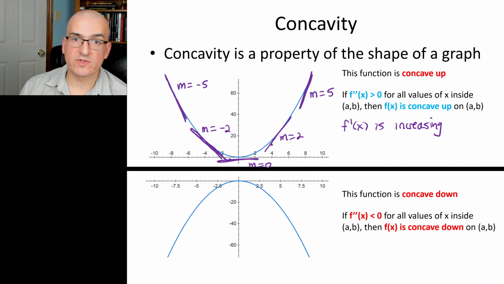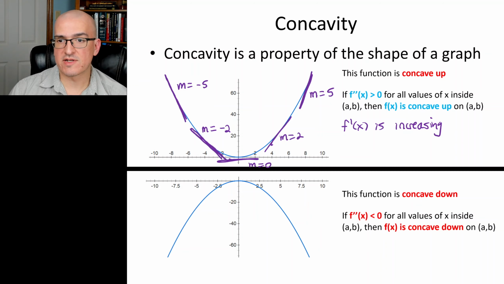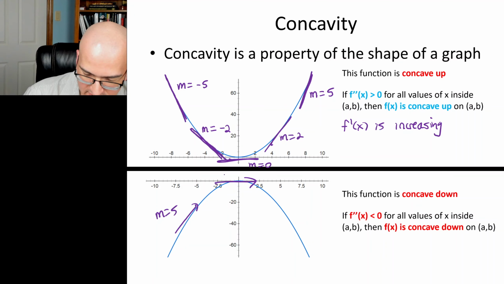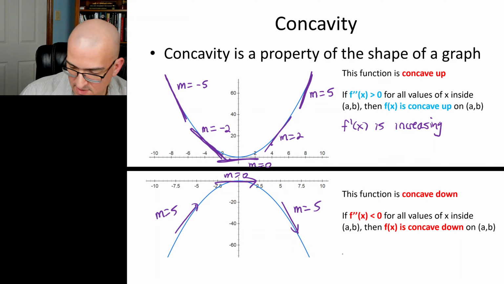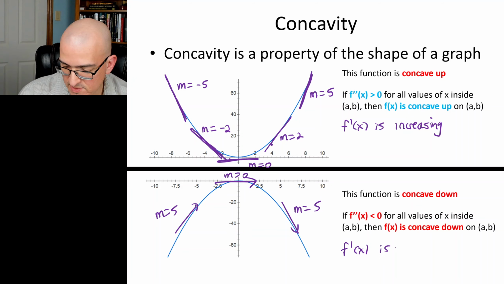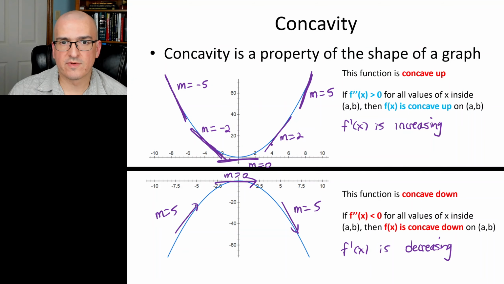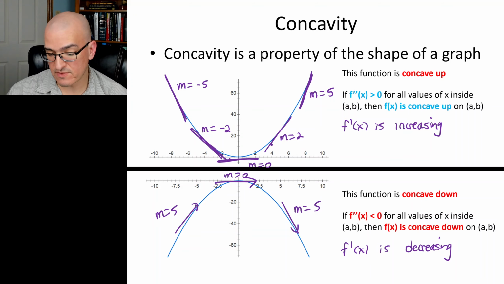And the graph that's below, it's the opposite. The tangent lines are decreasing. So I'll just do 3 here. m is equal to 5, m is equal to 0. Now we have a negative slope, m is equal to minus 5. f prime of x is decreasing. So the derivative has a negative rate of change, which means the second derivative is negative. So bowl facing down means negative second derivative.